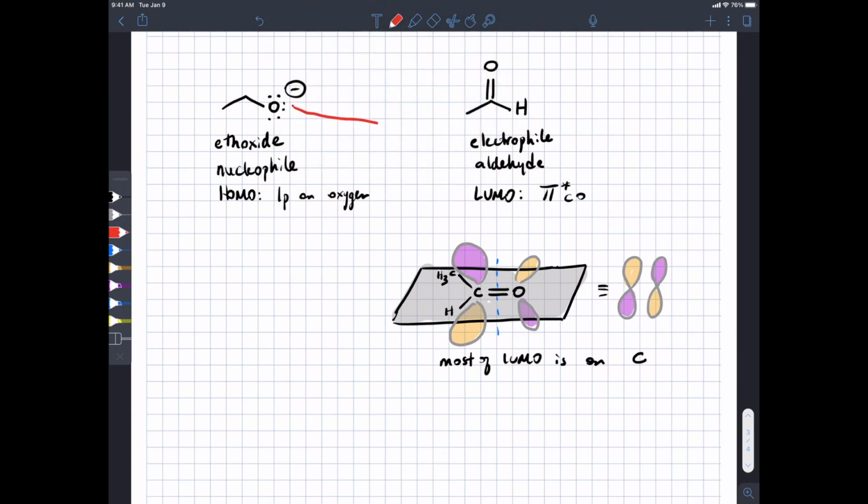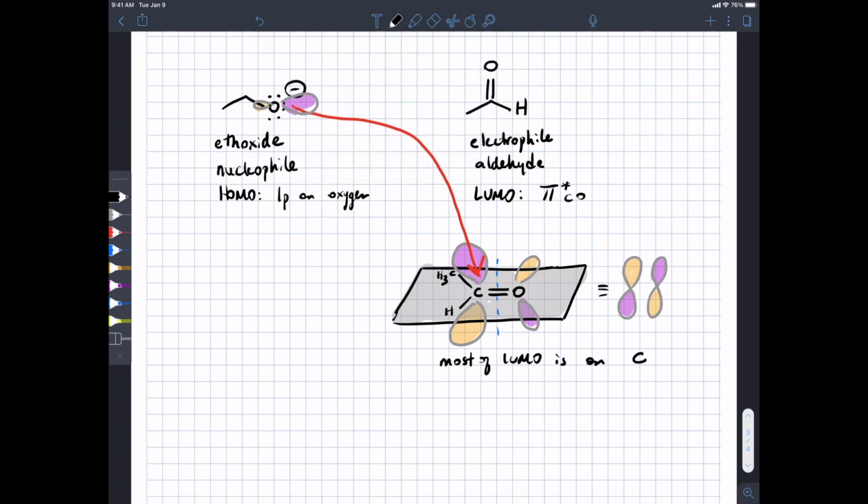Probably on carbon. HOMO attacks LUMO, so draw electrons from the HOMO, which is one of these non-bonding orbitals on oxygen. And I'm going to have it attack carbon, attack the LUMO, the pi star, on carbon, because that's where most of the LUMO is.